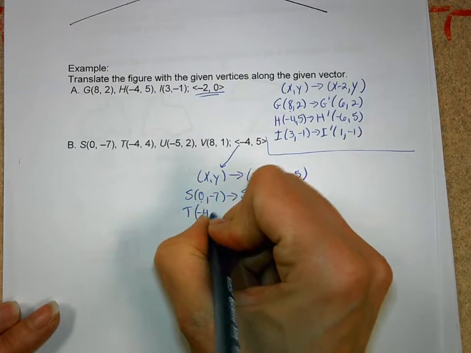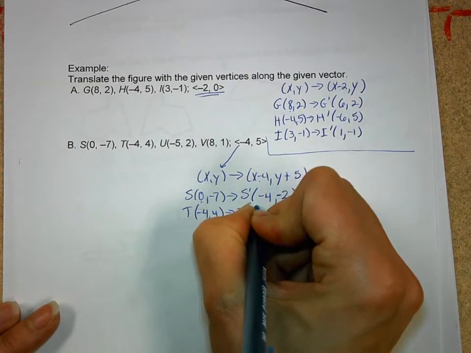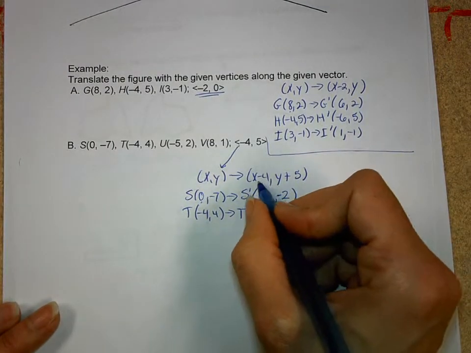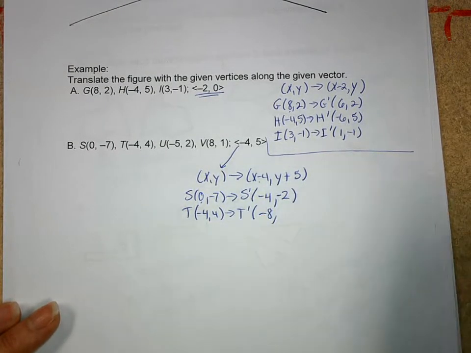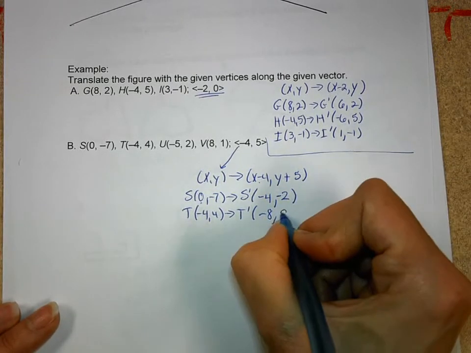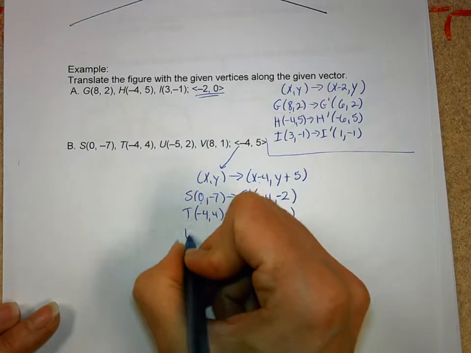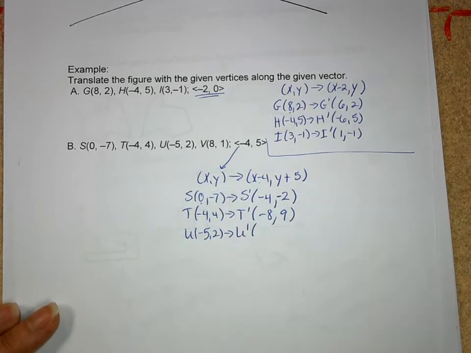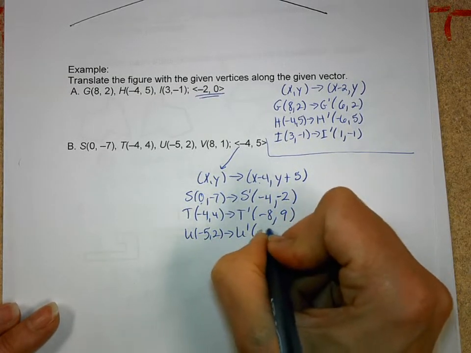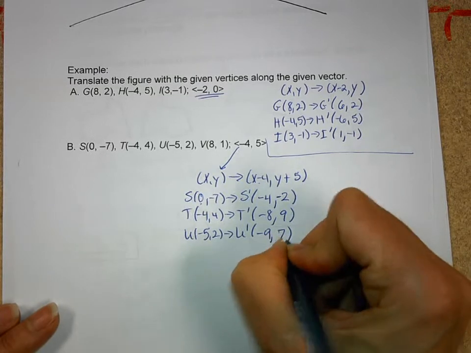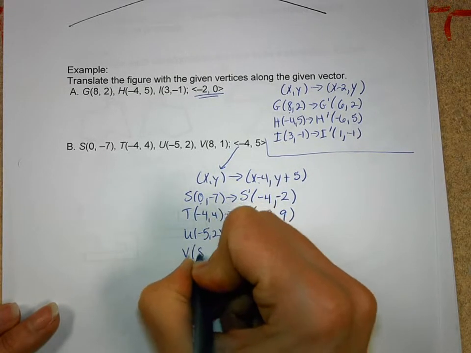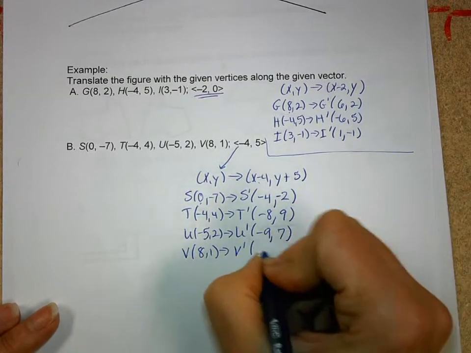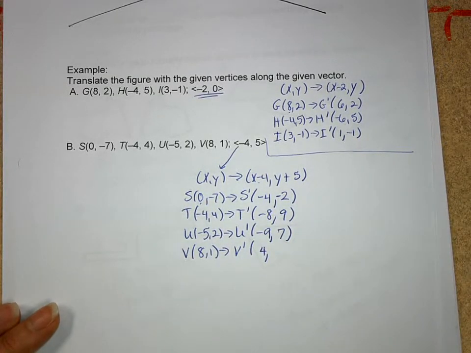So we get -4, 4, and then we get t prime is going to be at -4 minus 4, so it's being -8. We got 4 plus 5, which is going to be 9. And then we have u at -5, 2, so u prime is going to be at -9, 7. And then we got v, which is at 8, 1, is with v prime, which is 4, 6.